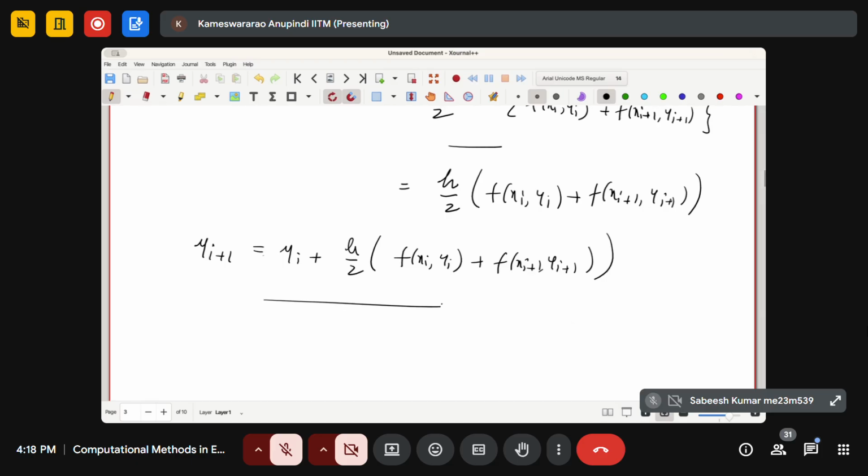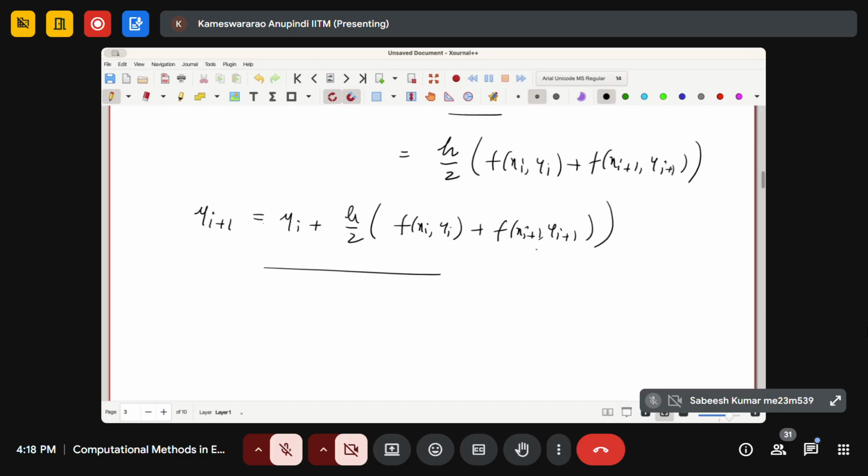Okay. Now again, what you see is that the trapezoidal method is also an implicit method, and also the f of xi plus 1 yi plus 1 is in general nonlinear. So we cannot directly solve for this. Either we have to employ some kind of an iterative method, otherwise we have to linearize it. Okay, so that is what we have to do.